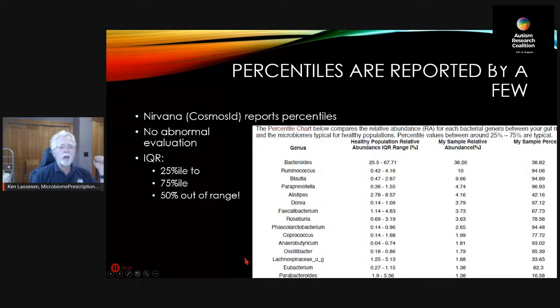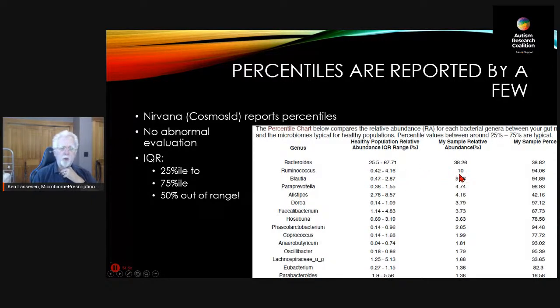A couple of things I should point out: there's a nice range here, 25 to 67.5. Interquartile range. In other words, you take all the numbers and divide them into four groups, quantiles. And it means that we're looking at the 25th percentile to the 75th percentile. That's the middle 50%. Okay, so are you in range or not? You're not. Okay, the person's not in range.